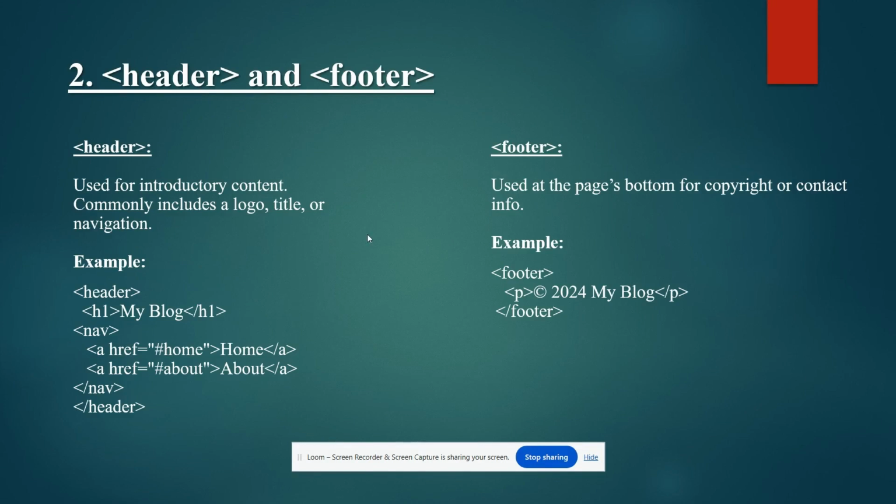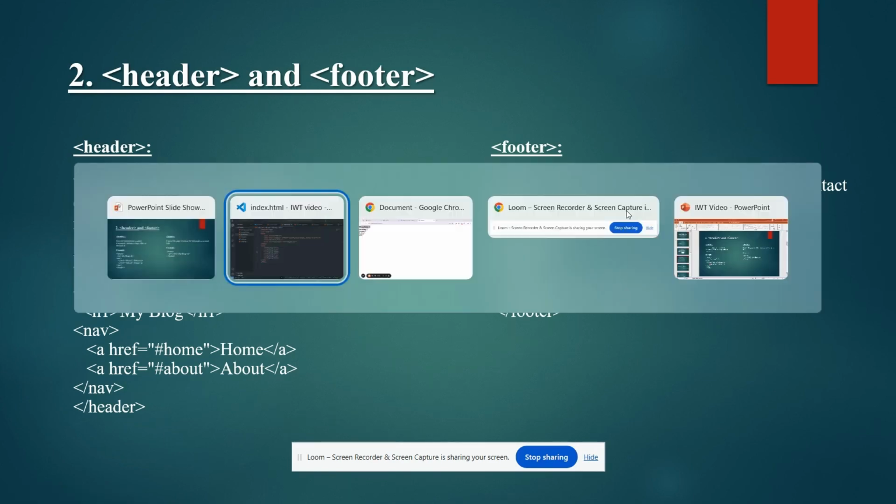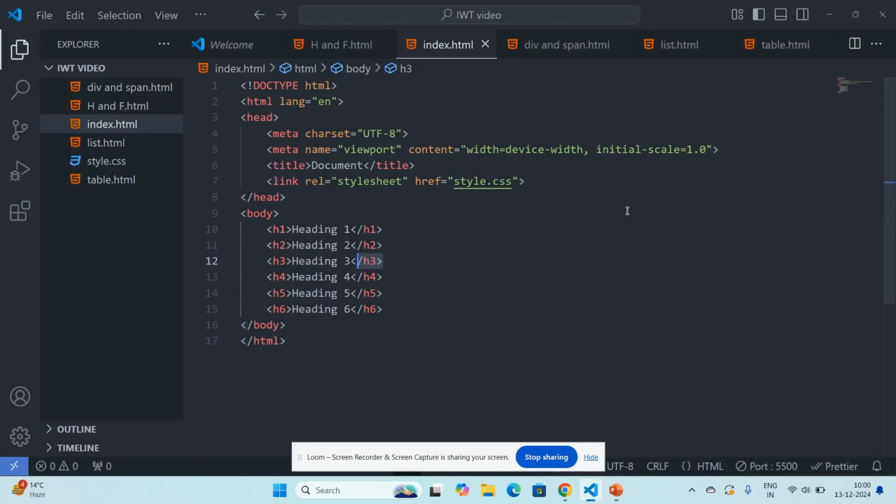The next container tags are header and footer. Headers are used at the top of the web page for introductory content, and commonly include a logo, title, or navigation. And footer is used at the page's bottom for copyright or contact information. Let's see an example.